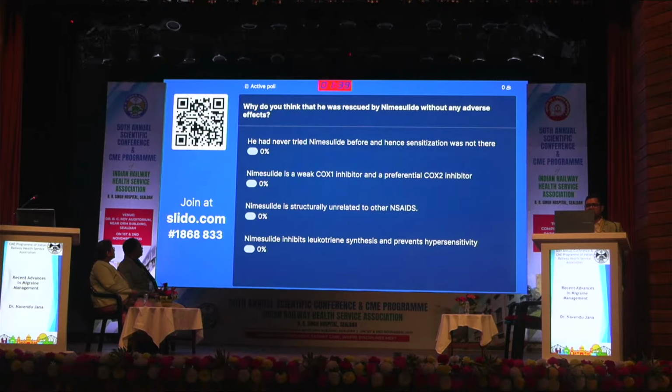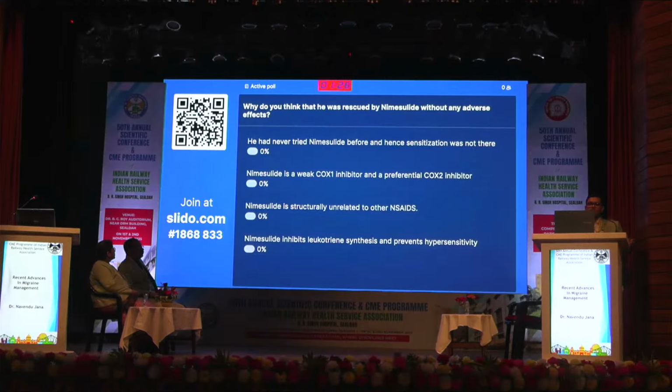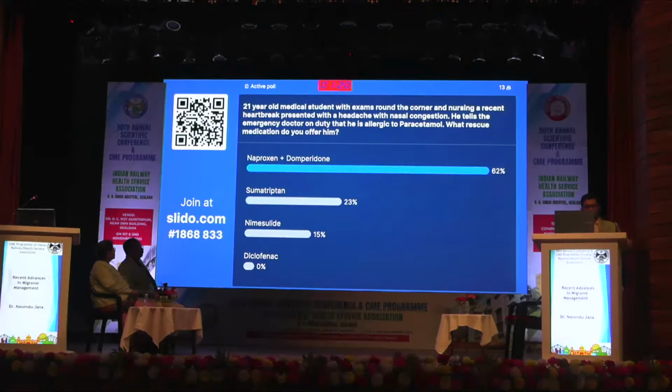I'll tell the answer. Actually, nimesulide is a weak COX-1 inhibitor and a preferential COX-2 inhibitor. It was seen that when that patient was given etoricoxib, he did not have any allergies. Literature says that COX-1 inhibitor allergy is far more common than COX-2 inhibitor allergy, and that is why he was put on nimesulide and his rescue medication became nimesulide. However, if this patient comes to your clinic and finances are not a constraint, then the answer would be sumatriptan.